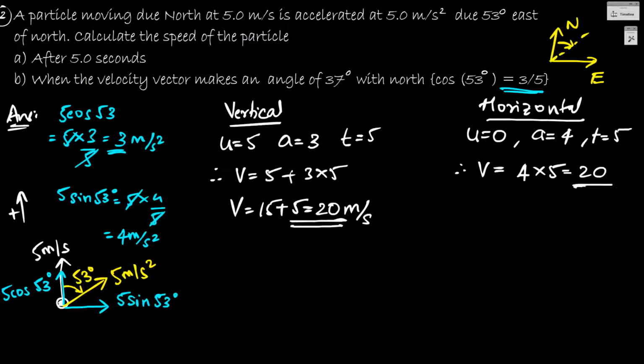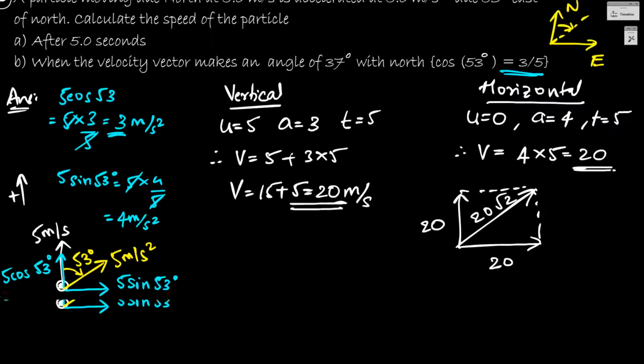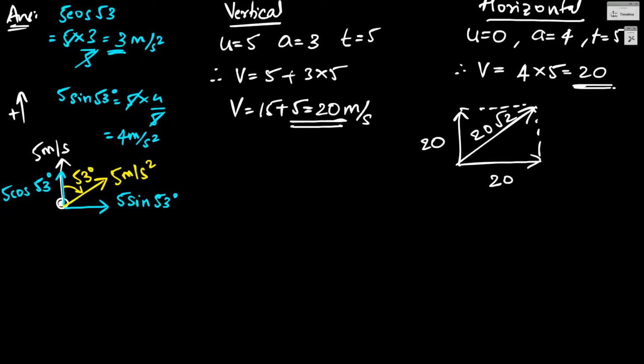That is 20. That means finally we're going to have a velocity along the vertical this way of 20, and we're going to have a velocity this way of 20. Therefore, if you combine them together, we're going to get 20 root 2, Pythagoras theorem. So our final answer is, our speed after 5 seconds is 20 root 2. And look at the direction. This angle is 45 degrees, so it's going to be due 45 degrees east of north.